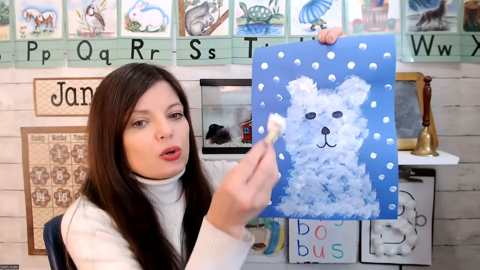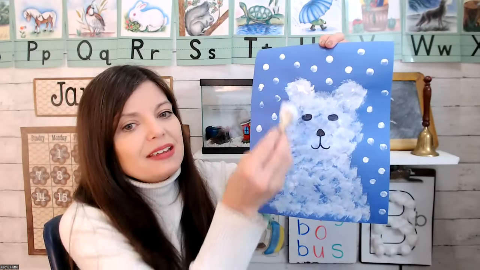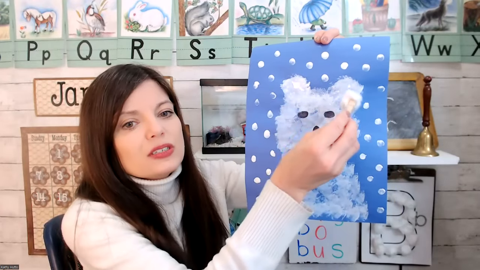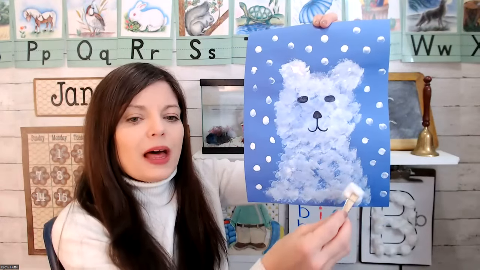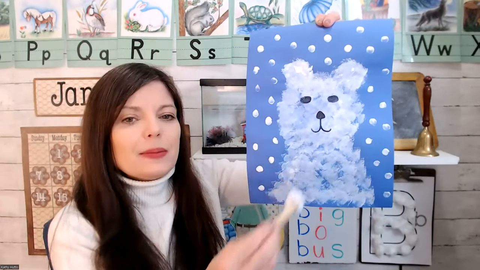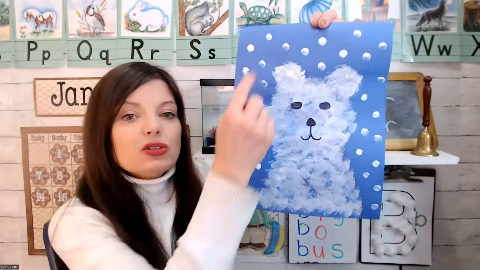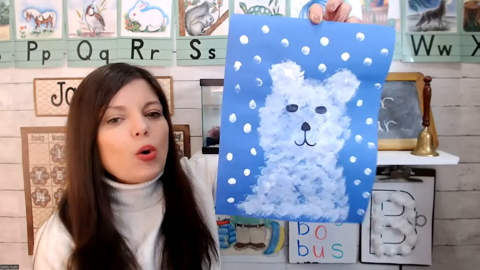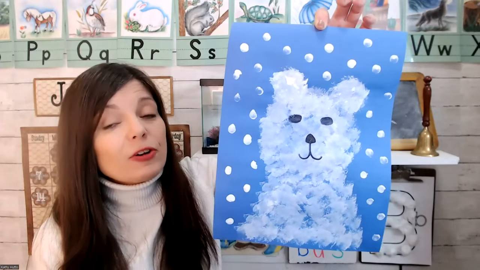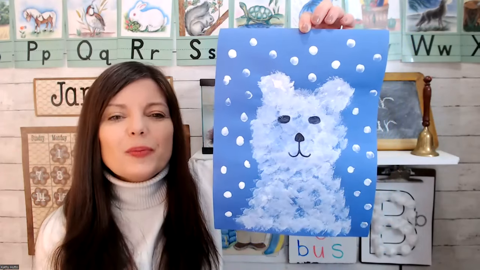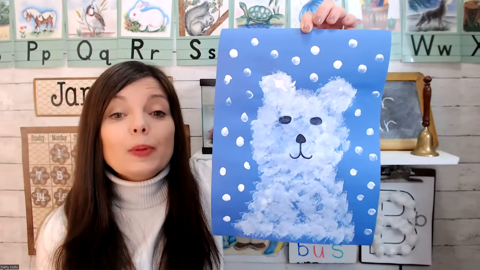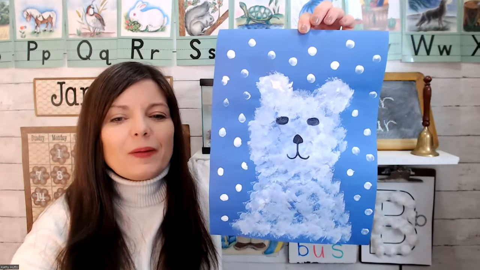You're going to make a circle for the polar bear's head, two smaller circles for the ears, and then you can come down and blot, blot, blot, tap, tap, tap, and make the body. If you want to, you can use your fingertip and you can make snow all around. You'll have to wait for it to dry and then you can draw on the face. So there is our art project for today. We made a blot painting of a polar bear.